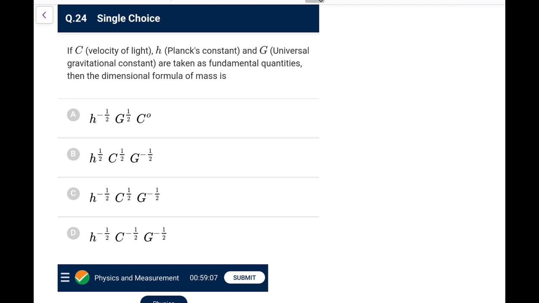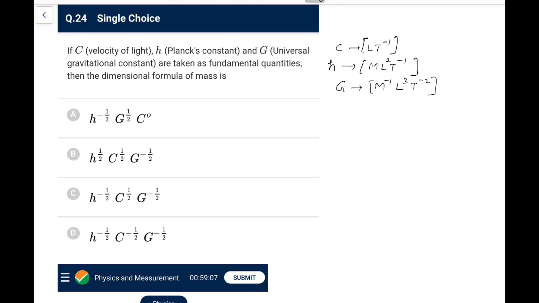Next, if C, H and G are taken as fundamental quantities, the dimensional formula of mass is. So again, let's say C is the speed of light, that is LT⁻¹. For H it is Planck's constant, energy upon frequency. Frequency is T⁻¹, so it would be ML²T⁻¹. And then G is Fr square upon m square, that is M⁻¹L³T⁻². So these are the dimensions for these three quantities.